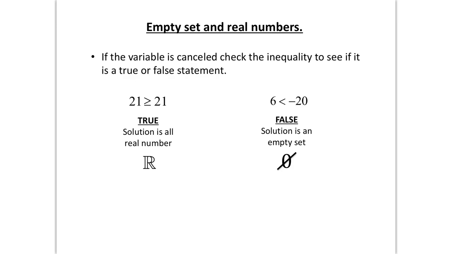Now, if the variables cancel and the statement that you have left is false, so this one here, 6 is less than negative 20, that's false, then we have an empty set. It's also very common to say no solution if you have an empty set. But the way we are going to write down our answer in our classroom is empty set. The symbol that we use is a 0, and you just cross it out. So every time you have inequalities and the statement is false when the variables cancel, remember that's an empty set. And if you have an inequality that is true, you have all real numbers.